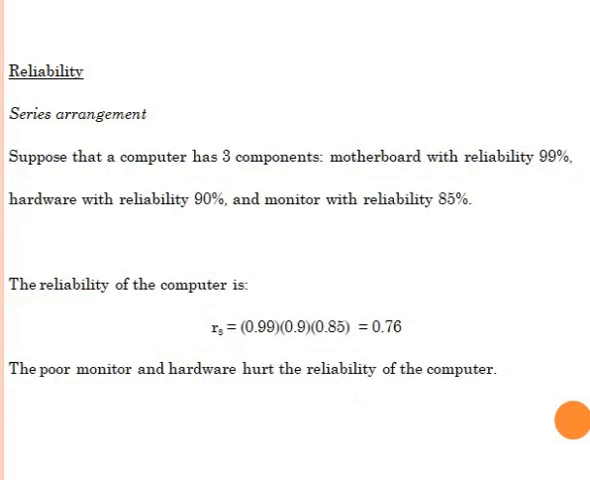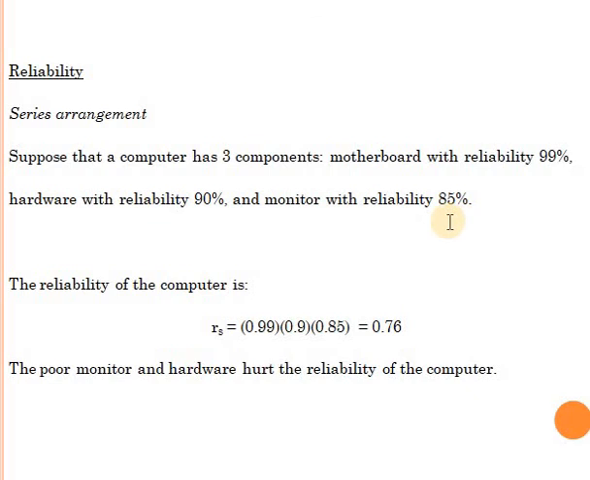Let's say, for example, that I have a computer that has 3 components. The motherboard has a reliability of 99%. This means that only one product of this category, the motherboard, will fail during a certain period. And we have the hardware with a reliability of 90%, and the monitor with a reliability of 85%. So these are the reliabilities of each component.